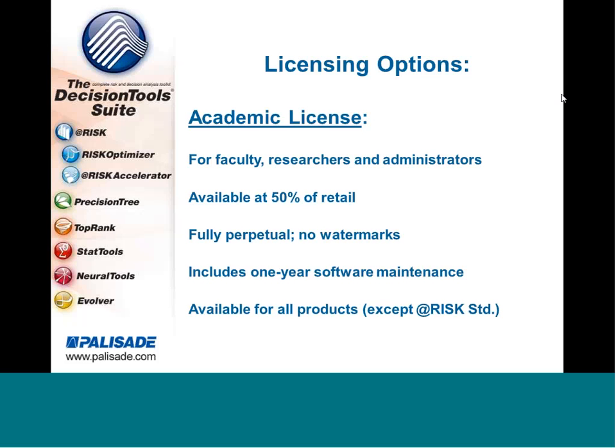Again, these licenses are fully perpetual. They bear no watermarks. There's no limitations of any kind. Included in the academic license is 1-year software maintenance. The maintenance plan allows for free updates, free upgrades, and full unlimited technical support through the 1-year period. Software maintenance can be renewed annually at a price that's equal to 20% of the prevailing academic price for the license you purchased.